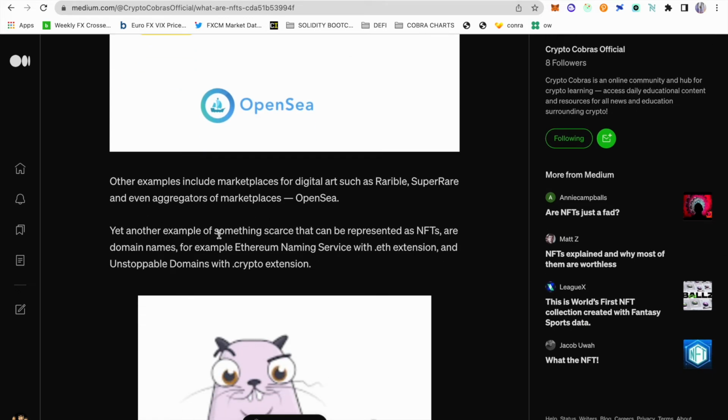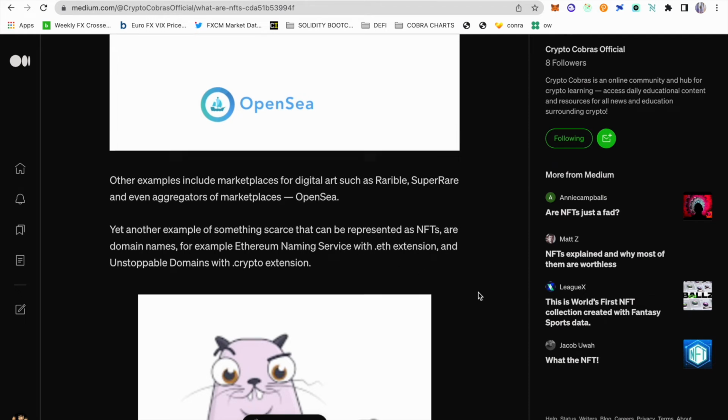Yet another example of something scarce that can be represented as NFTs are domain names. So domain names is a new thing that we're basically looking into. Right now, you see a lot of celebrities changing their names from Shaq, Shaquille O'Neal, to Shaq.soul, and soon enough we'll be doing the same thing with our wallets. We'll be doing the same thing with our domain names and websites, and that's another rarity that NFTs can bring. So let's keep on reading.